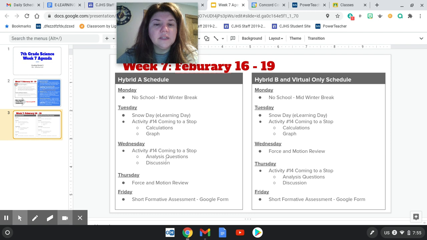If you're a hybrid A student, on Wednesday, I'll see you back in class in person. And so we are going to discuss and work on analysis questions together. And then for hybrid A students on Thursday, you will have a force and motion review that will help get you ready for our test. And then on Friday, there's a short formative assessment. Okay, it's a Google form.